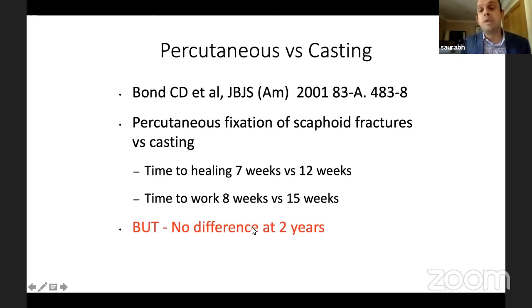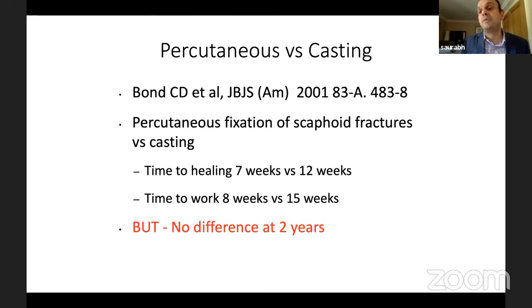So percutaneous fixation, again, remember at 2 years, there's no difference whether you give a plaster or a screw fixation percutaneously. But important is these two lines here. With a percutaneous fixation, healing is a bit quicker, around 2 months versus 3 months for a plaster. So they can return to work quicker, around 2 months versus around 4 months with a plaster. Now for someone for whom time is money, 6 weeks, 8 weeks matter a lot.